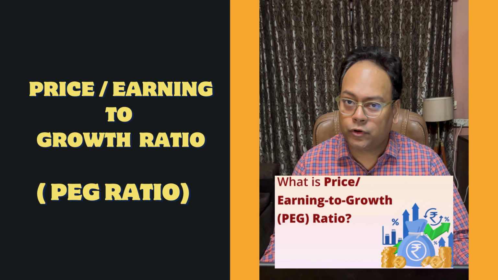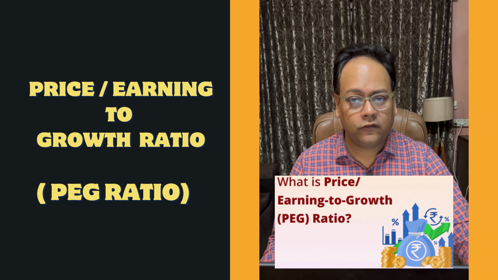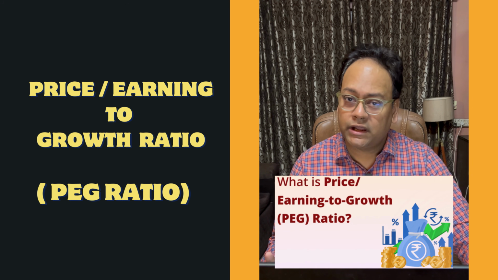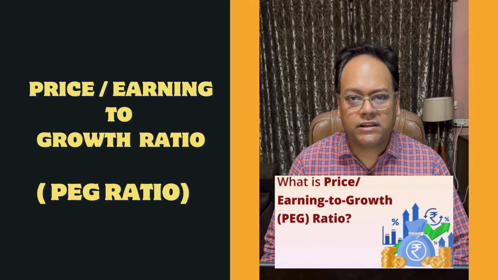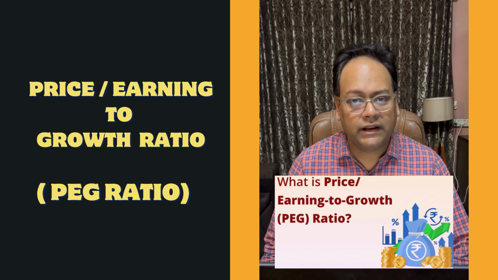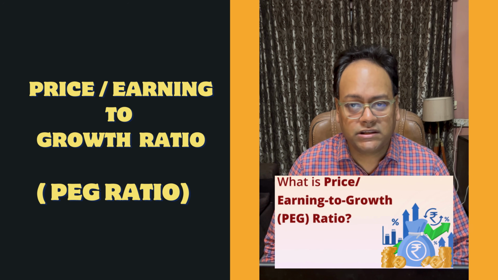As a thumb rule, a PEG ratio below 1 may indicate the stock is undervalued. A PEG ratio around 1 is considered fairly valued. A PEG ratio above 1 may indicate the company is overvalued compared to its growth prospects. PEG ratio depends on future estimates, so it cannot be used as a sole indicator while making an investment decision. It has to be clubbed with other major financial ratios and concepts.